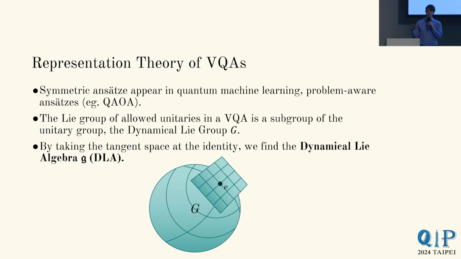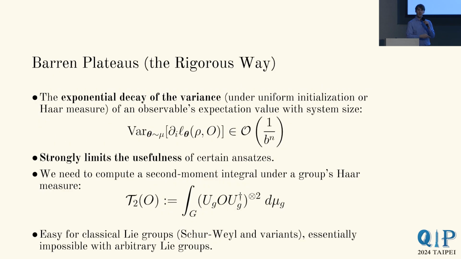Okay, so if you take a very non-symmetric ansatz, which is maybe the hardware efficient, that will generally express the entire unitary group, and in that case, the DLG is the entire unitary group. Then a brief reminder of Lie group theory: the most useful thing to do when you're given a Lie group is to take the Lie algebra, which is the tangent space at the identity. That often encodes in a very nice way some of the properties of the Lie group. In this case, the Lie algebra is termed the dynamical Lie algebra.